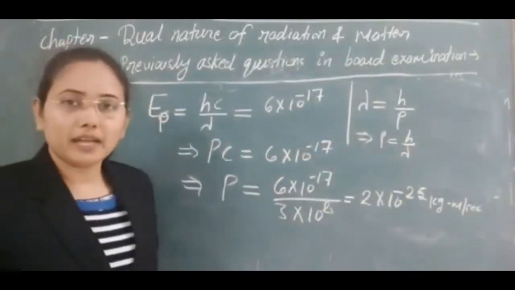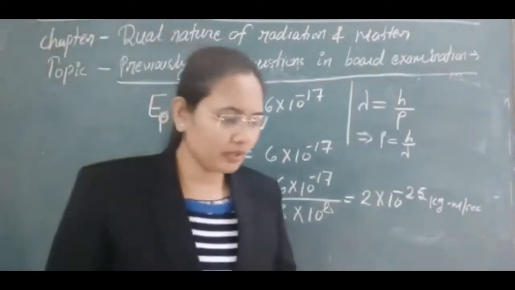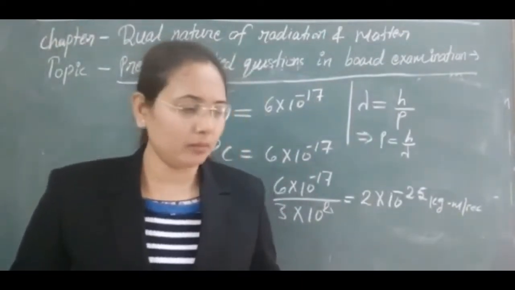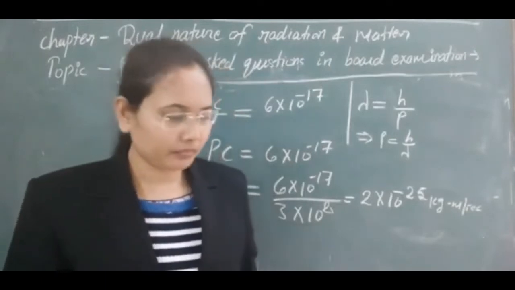So by using the de Broglie hypothesis, some of the numerical problems you can easily calculate. This is a 2 marks numerical problem asked in 2015.